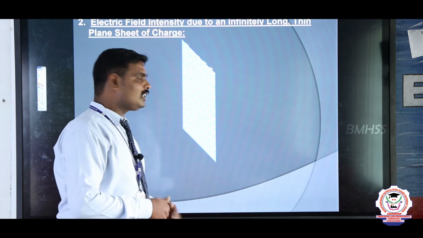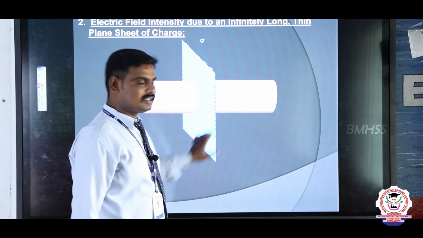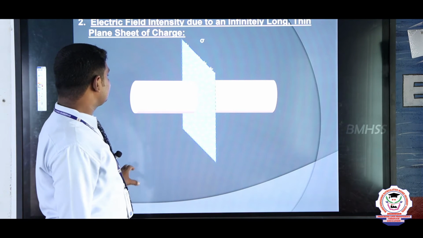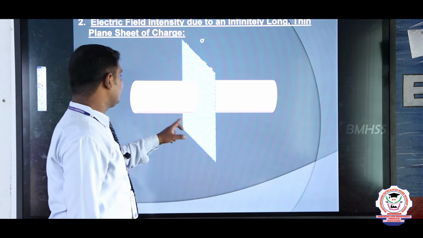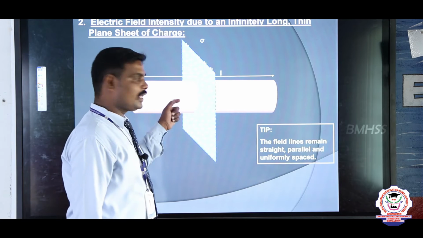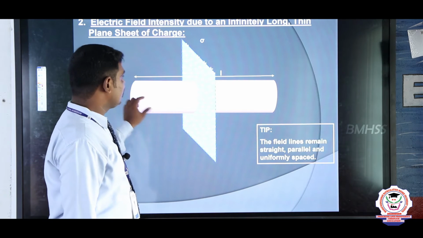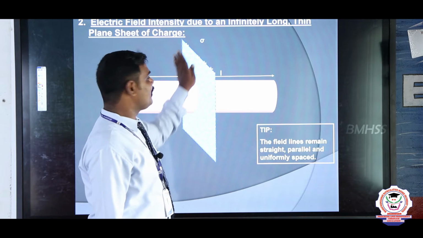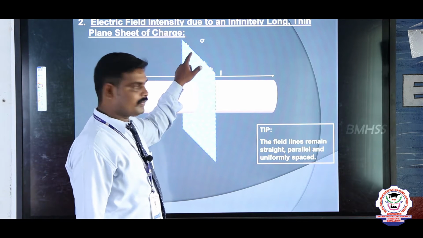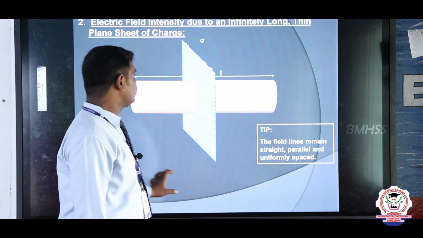Let us consider the Gaussian surface. This is one Gaussian surface. The distance from the center point I take, this length, is L, and the radius of this Gaussian surface is R. The charge density of this plane sheet is sigma. Now we have to find out the electric flux.